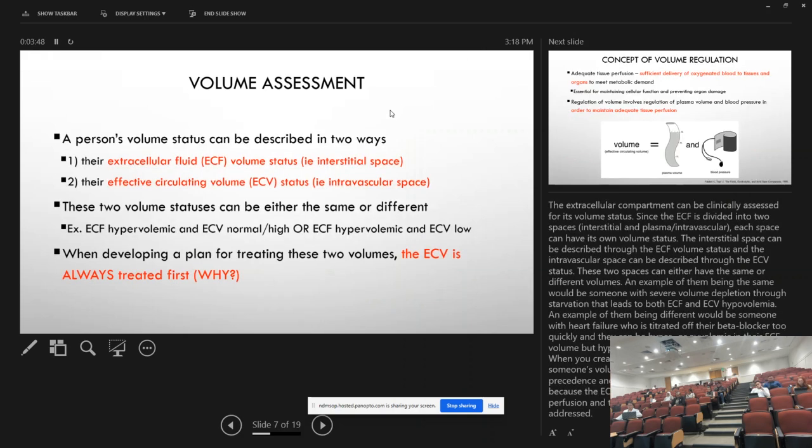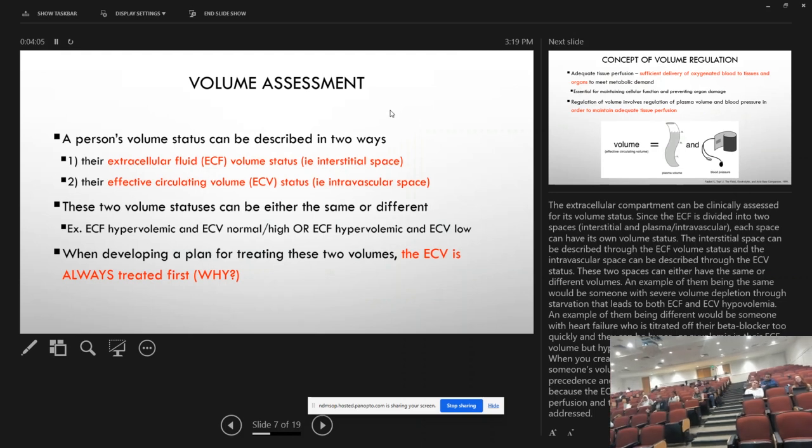So a person's volume status can be described in a couple of ways: their extracellular fluid volume status, the interstitial space, or their effective circulating volume. That would be their intravascular space, the amount of fluid in your vasculature, your arteries mainly, some of the venous as well. So these two volume statuses can be the same or different. You can be hypervolemic in the intravascular space and hypovolemic in the interstitial space, or vice versa.